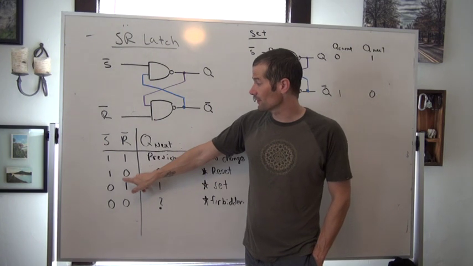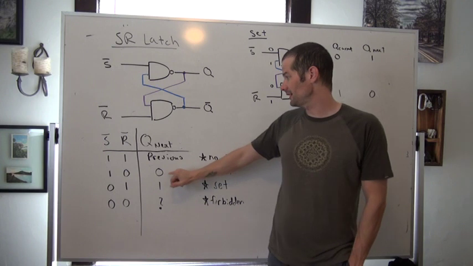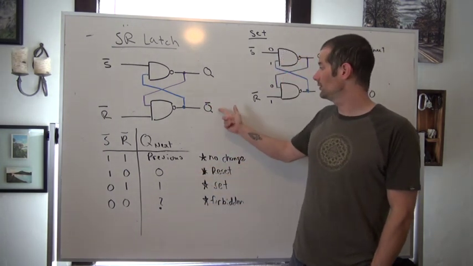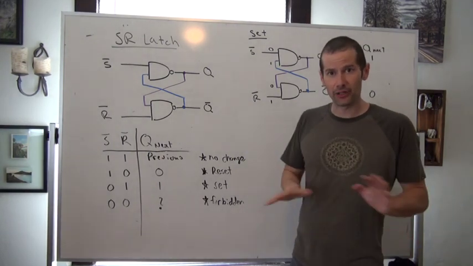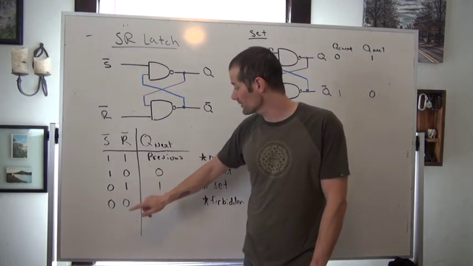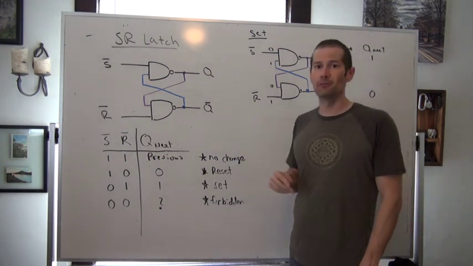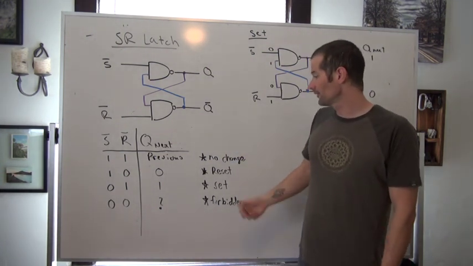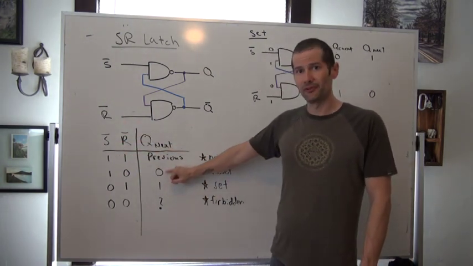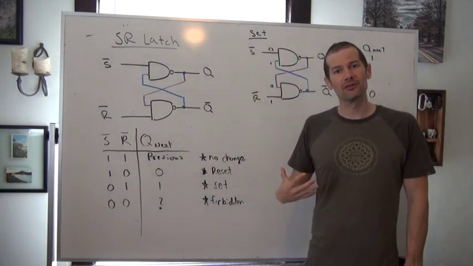When R is 0 and S bar is high, we're in a reset state in which Q goes to 0. Q bar would actually just be opposite. That's all that means. When S bar is 0 and R bar is high, then we cause Q to go into a set state, in which Q bar would actually be the opposite of that as well. So when R goes low, R bar goes low, the output is 0 for Q. When S bar goes low, then the output goes high.